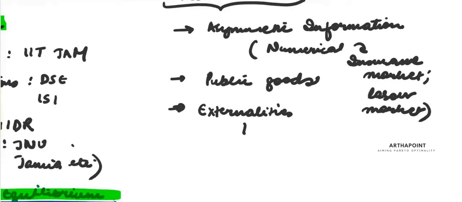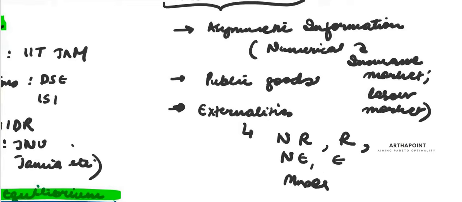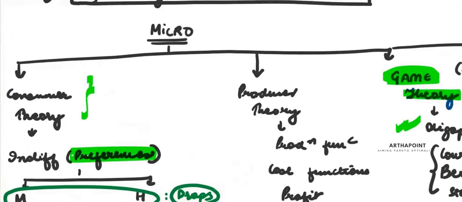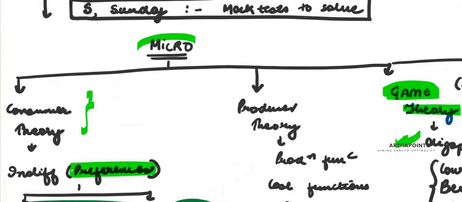And of course, with externalities, we'll talk about non-rivalrousness, non-excludability, excludability, mixed public goods. We'll talk about all of that. Right, but this is a different topic altogether. So usually I will pick this up only post our macroeconomics has been completed. So this is majorly what microeconomics consists of.